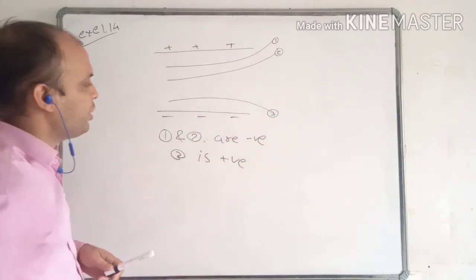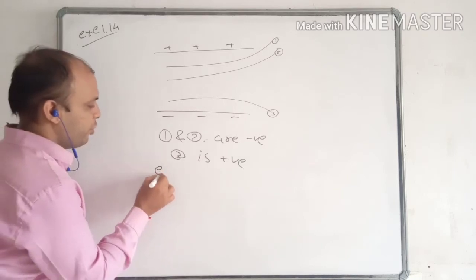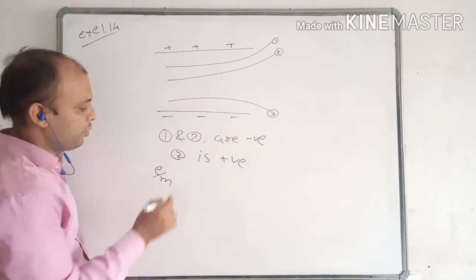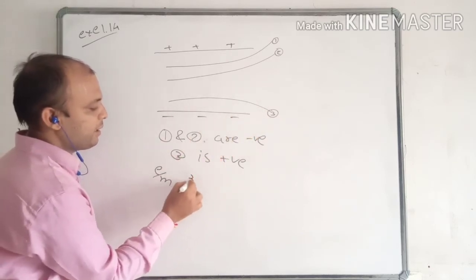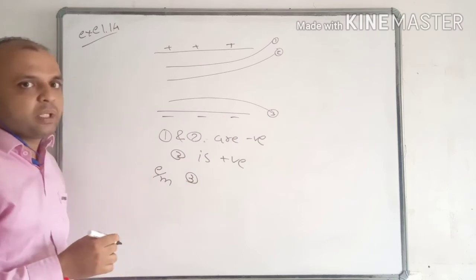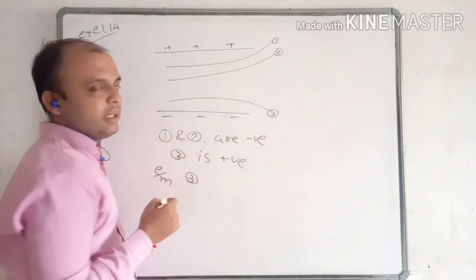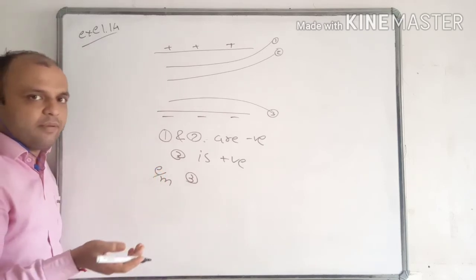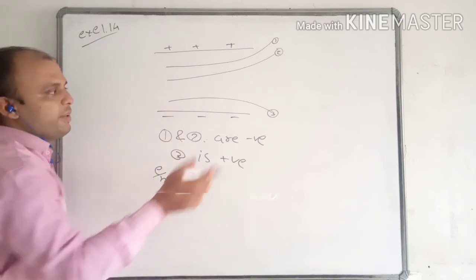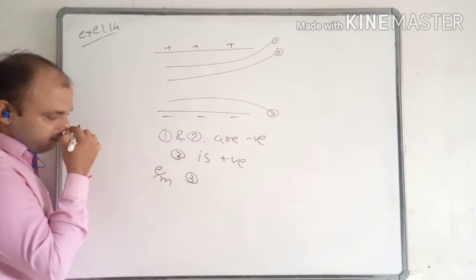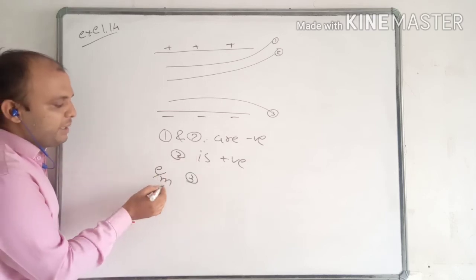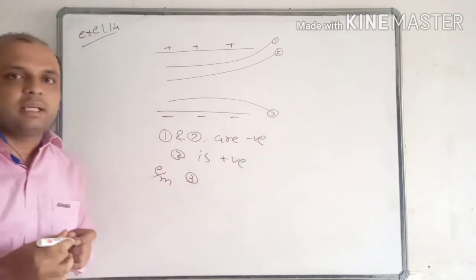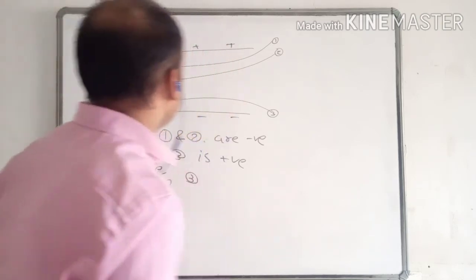Now you have to say for which charge the e by m ratio is maximum. The answer will be the third charge, because the deviation of 3 will be maximum, and the e by m ratio depends on deviation. So the charge by mass ratio will be maximum for the third charge. It's an easy numerical.